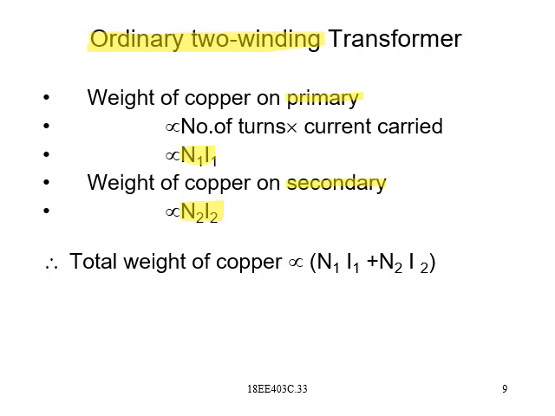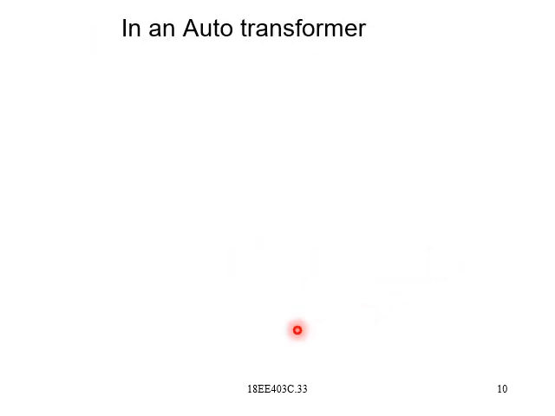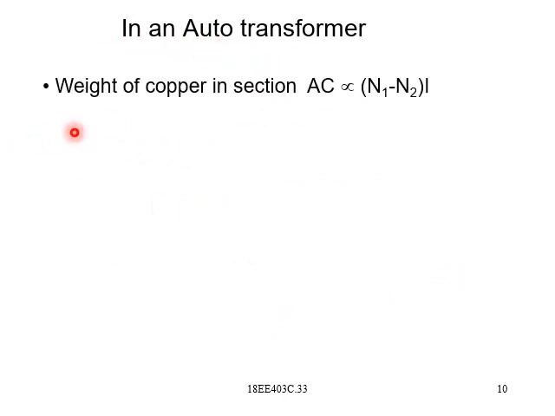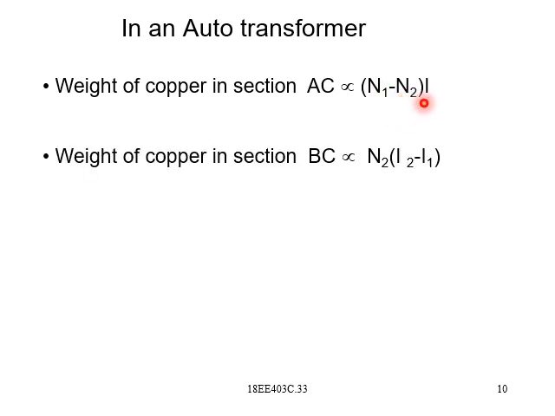Now the total weight of copper is directly proportional to N1I1 plus N2I2. As we all know, the total weight of the copper both on primary and secondary is N1I1 plus N2I2. And in an auto transformer, the weight of copper in section AC is directly proportional to N1 minus N2 into I, and the weight of the copper in section BC is directly proportional to N2 into I2 minus I1.